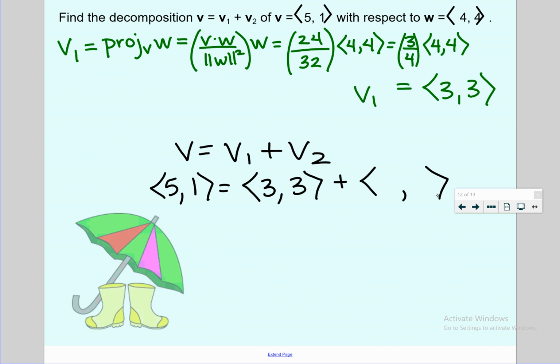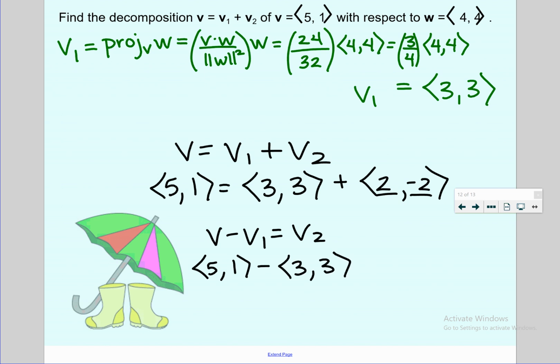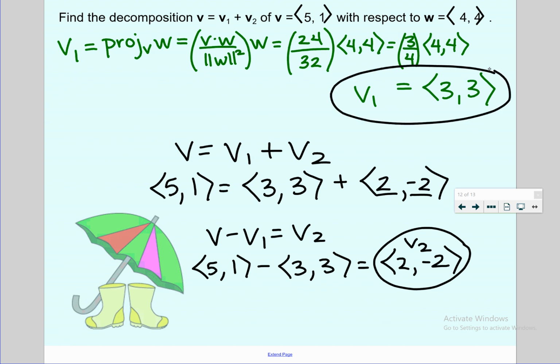Now, this is nice, pretty whole numbers, so you can probably do this in your head. Can you figure out what numbers are missing there that I need to add to 3, 3 to get 5, 1? 2 and -2. That's it, okay? If you didn't see that, you can take v minus v1 to get v2, or if there's weird fractions and decimals and things. So if I do 5, 1 minus 3, 3, 5 minus 3 is going to give me that 2, and then 1 minus 3 is going to give me that -2 that I'm looking for, okay? So that and that make up the 2 parts of your answer.